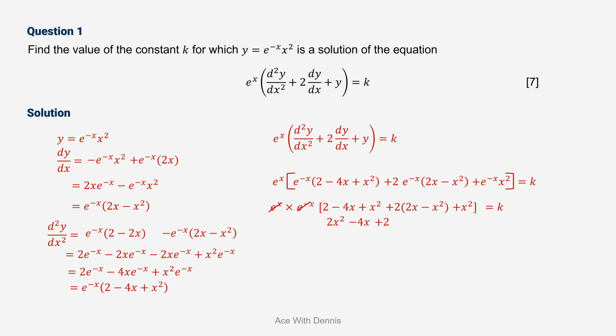everything here, right? We get 2x squared minus 4x plus 2. Then expand the bracket here, 2 plus 4x minus 2x squared, and then equals k. Simplify further, 2x squared minus 2x squared will cancel each other. Negative 4x plus 4x will cancel each other, hence k equals 2.